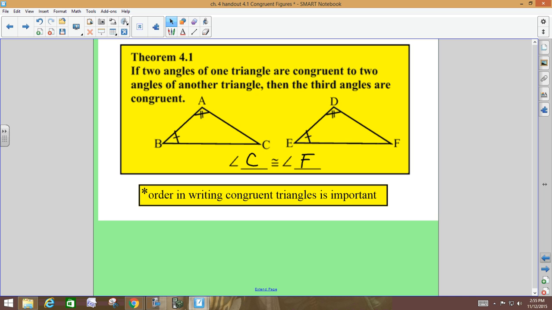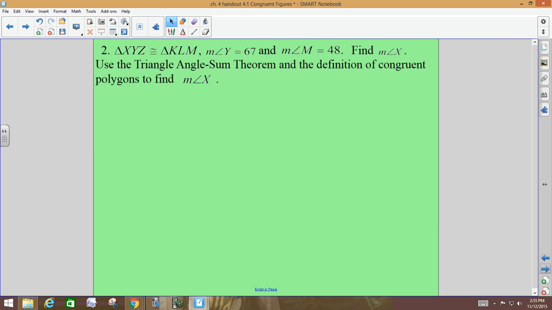Good deal. So number 2. Triangle XYZ is congruent to triangle KLM. The measure of angle Y equals 67 and the measure of angle M equals 48. Find the measure of angle X. Use the triangle angle sum theorem and the definition of congruent polygons to find the measure of angle X.